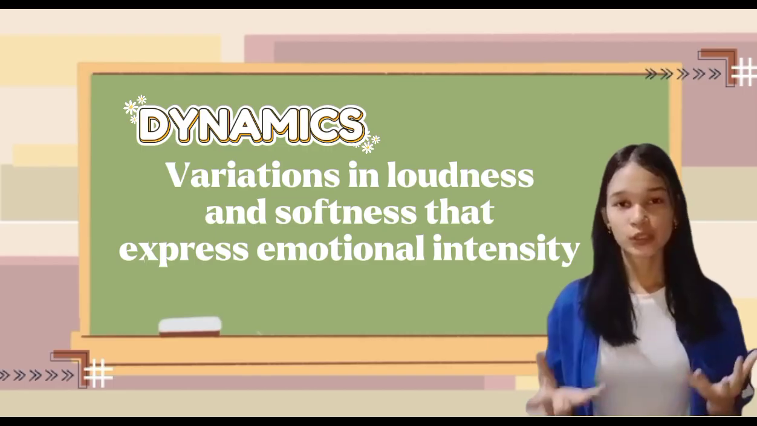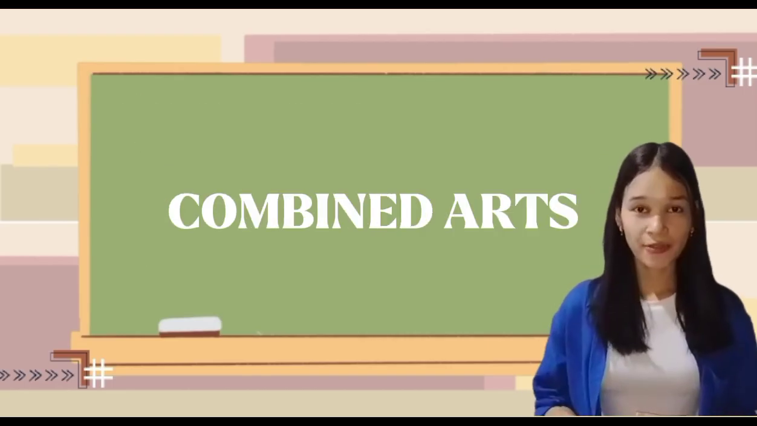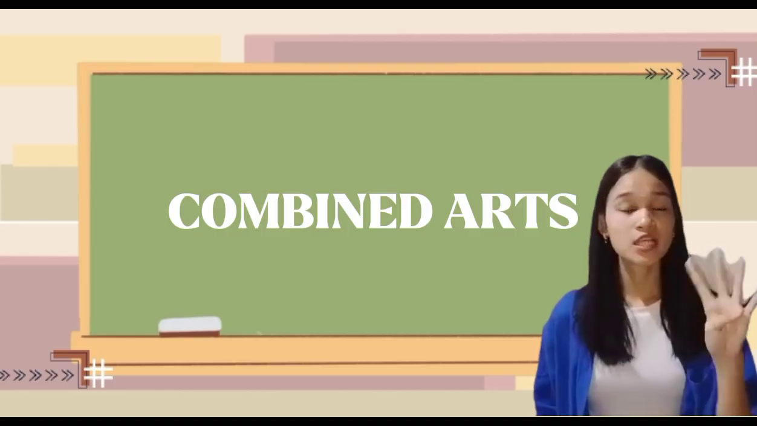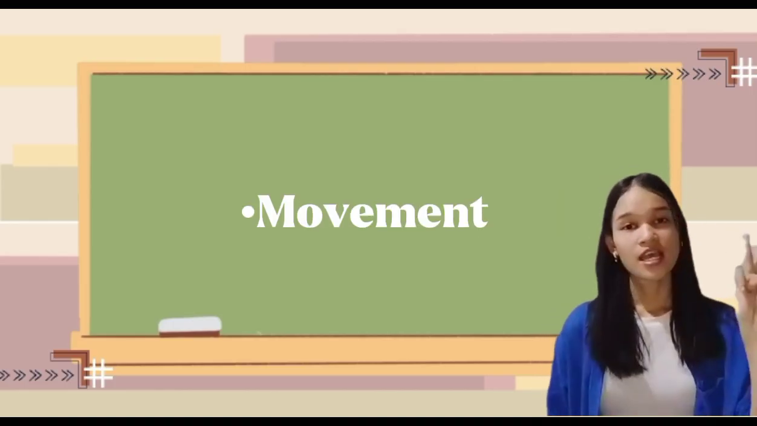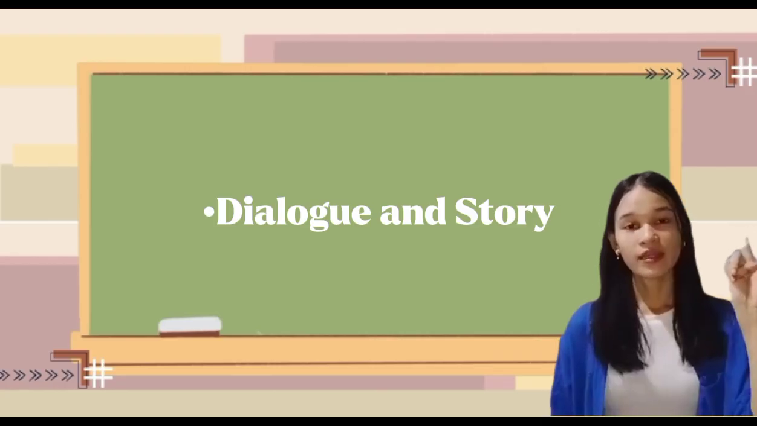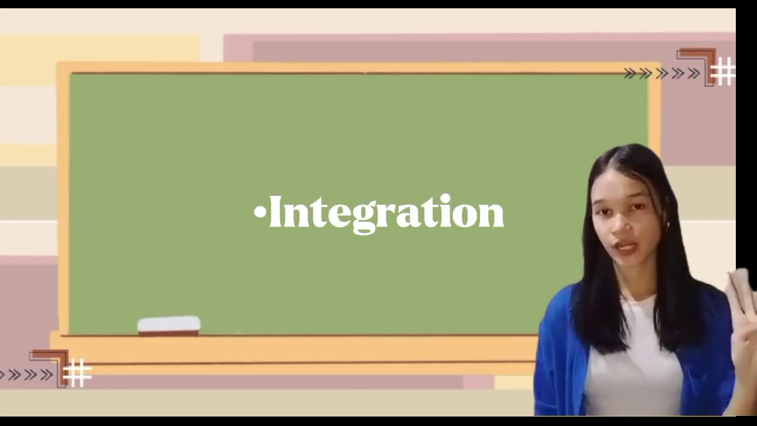So let's tackle the combined art. Combined art is the way we hear and watch together. So there are 4 elements under the combined art, which are the movement, dialogue and story, the spectacle or the visual element, and lastly the interpretation.